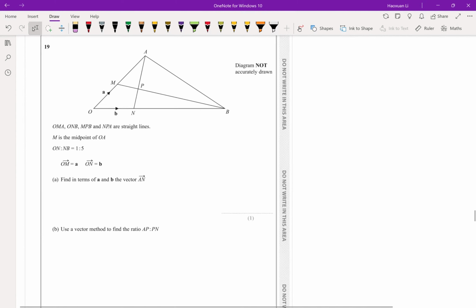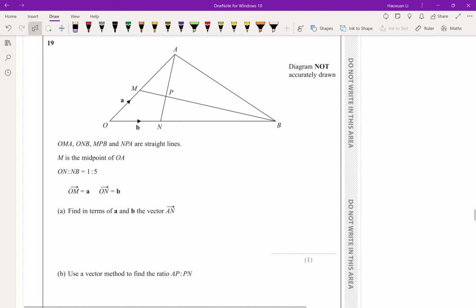Question 19. OMA, OMB, and NPA are straight lines. M is the midpoint of OA. ON to MB is in the ratio 1:5. OM is A and ON is B. So find, in terms of A and B, the vector AN.